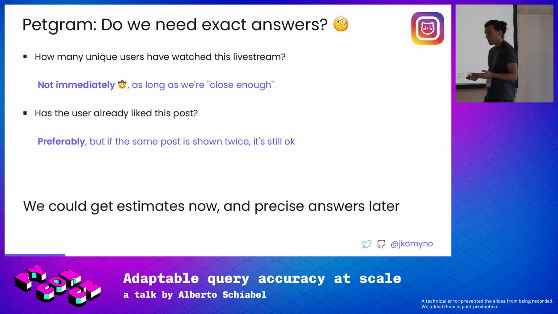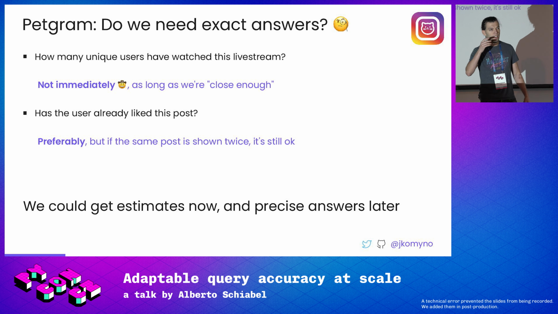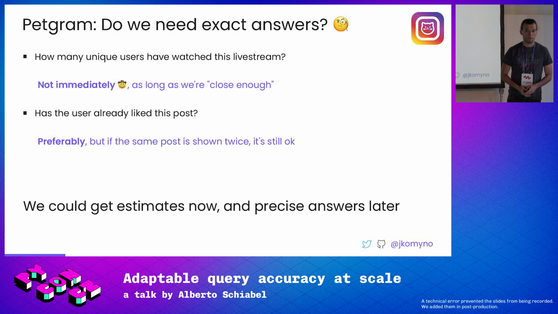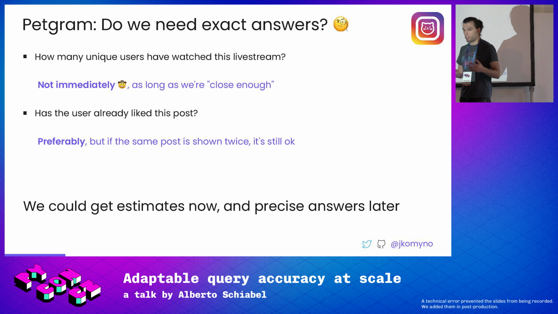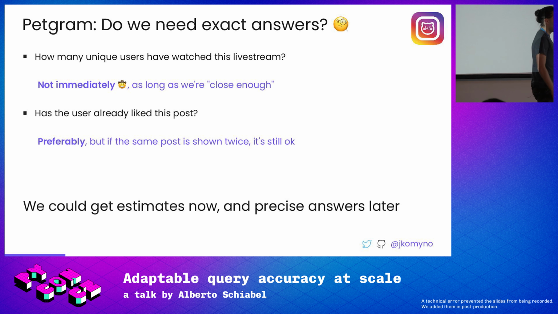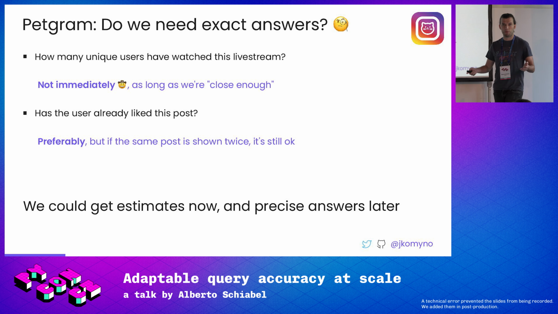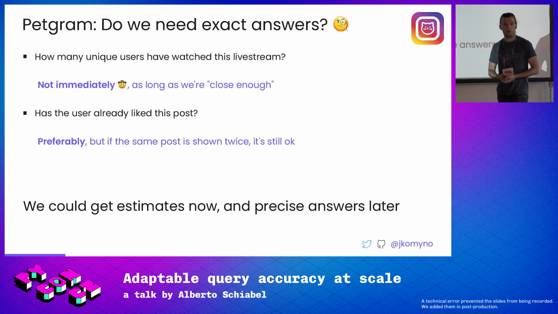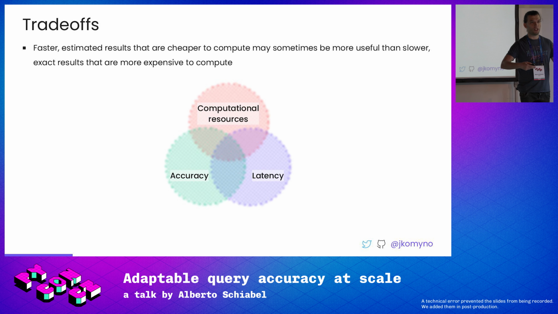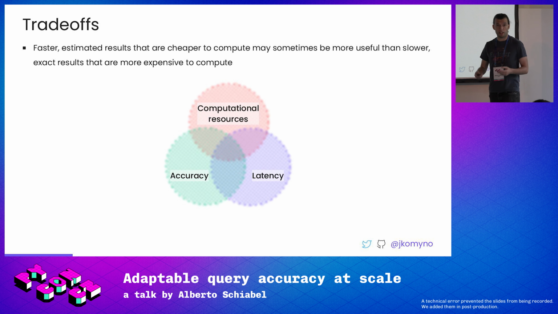And do we even need exact answers? Like, if I'm seeing a live stream and it tells me it has 10,000 views, but in truth it has 10,005, is my user experience really that impacted? Or if a user already liked the post and he sees the post twice because the recommender system somehow failed to recognize that, is the user that annoyed? Sometimes yes, but not necessarily. So the thing to understand here is that sometimes it's okay to estimate things as long as we're close enough. We can estimate things right now, get them fast, get them cheap, and still provide a nice user experience. And then over time, we can refine them and make them more precise, kind of like YouTube does with the video counts.